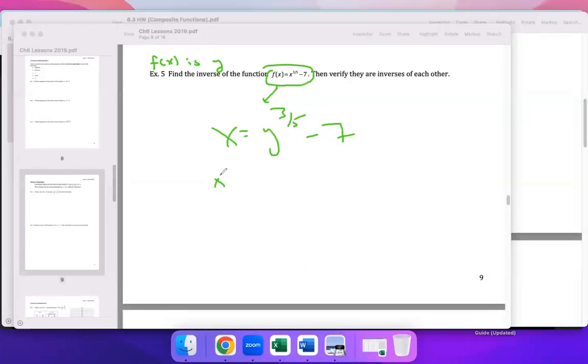Before I do that, move the 7 over. Move 7 over first, yeah. Kind of push it back now.